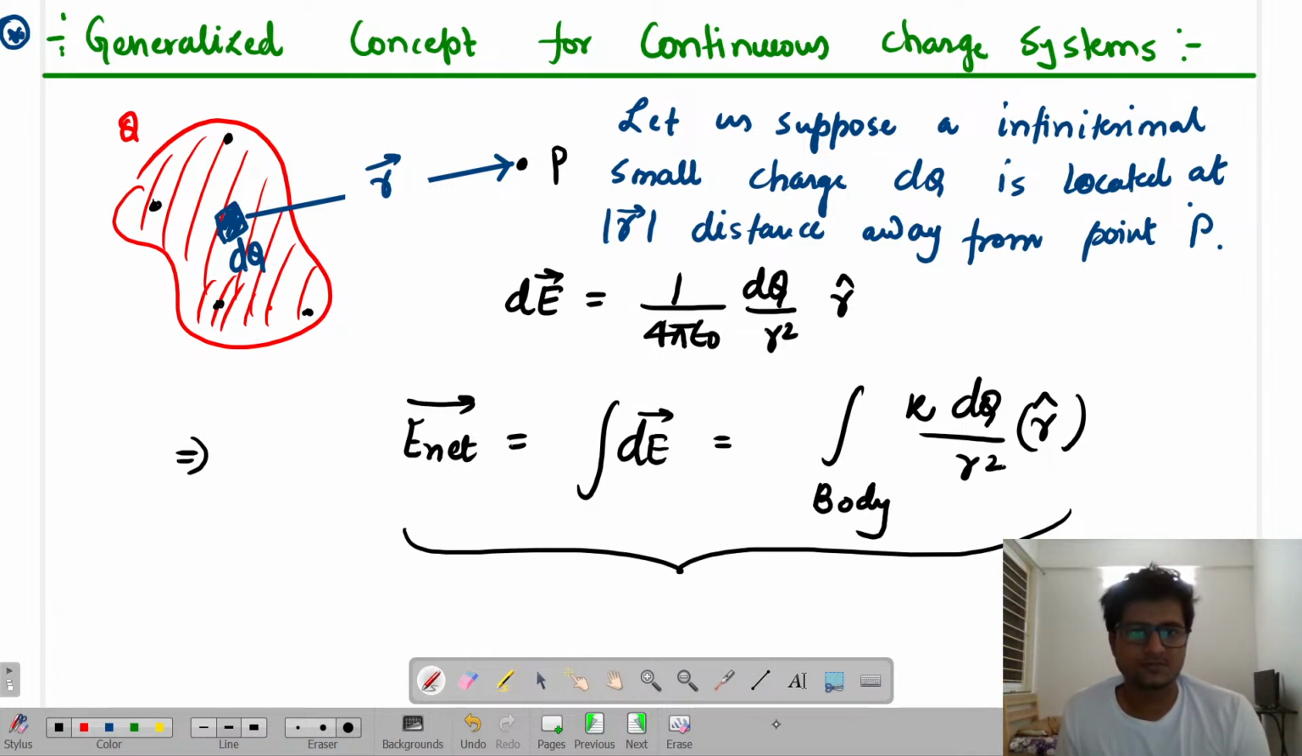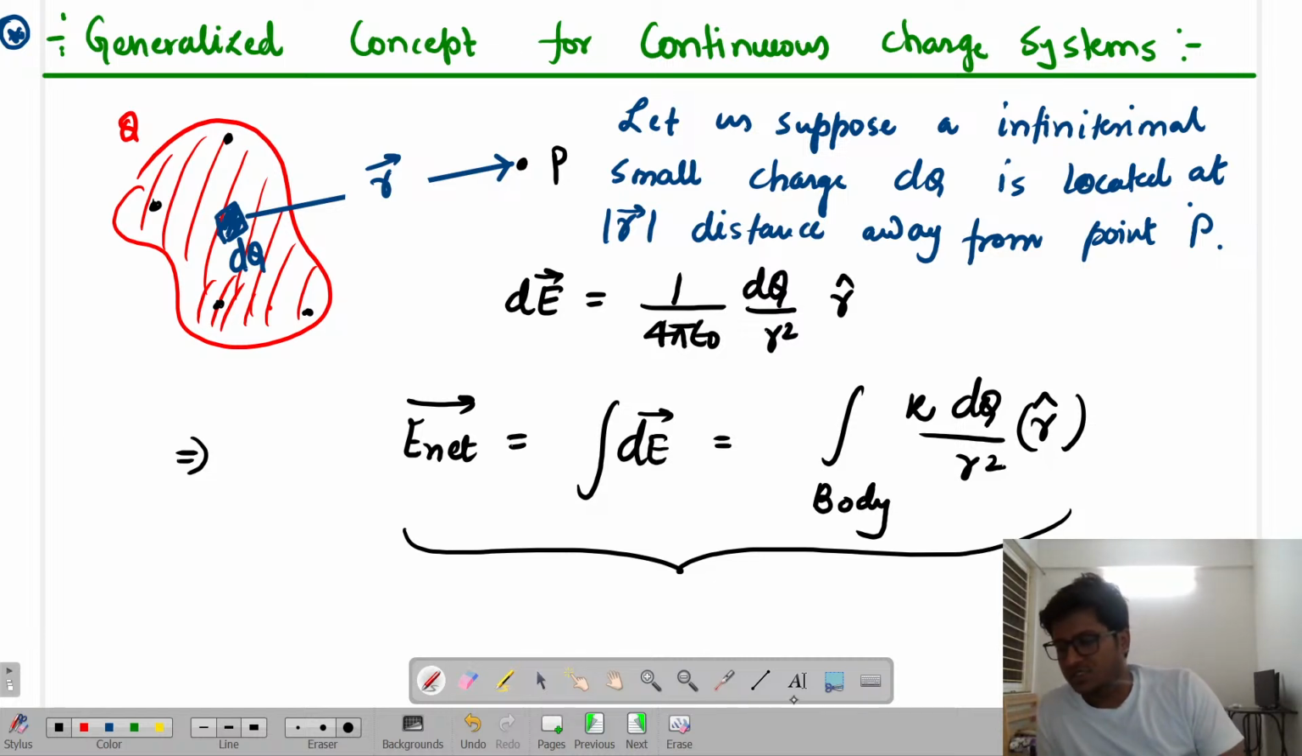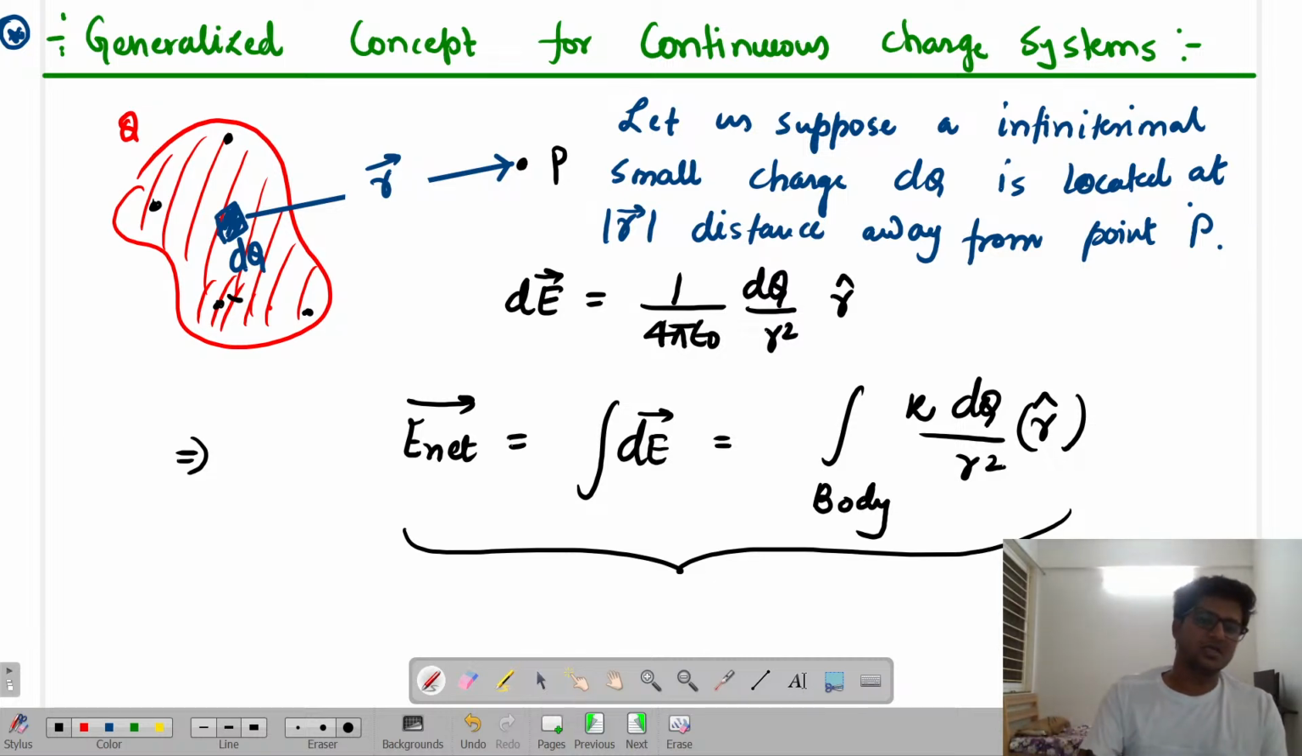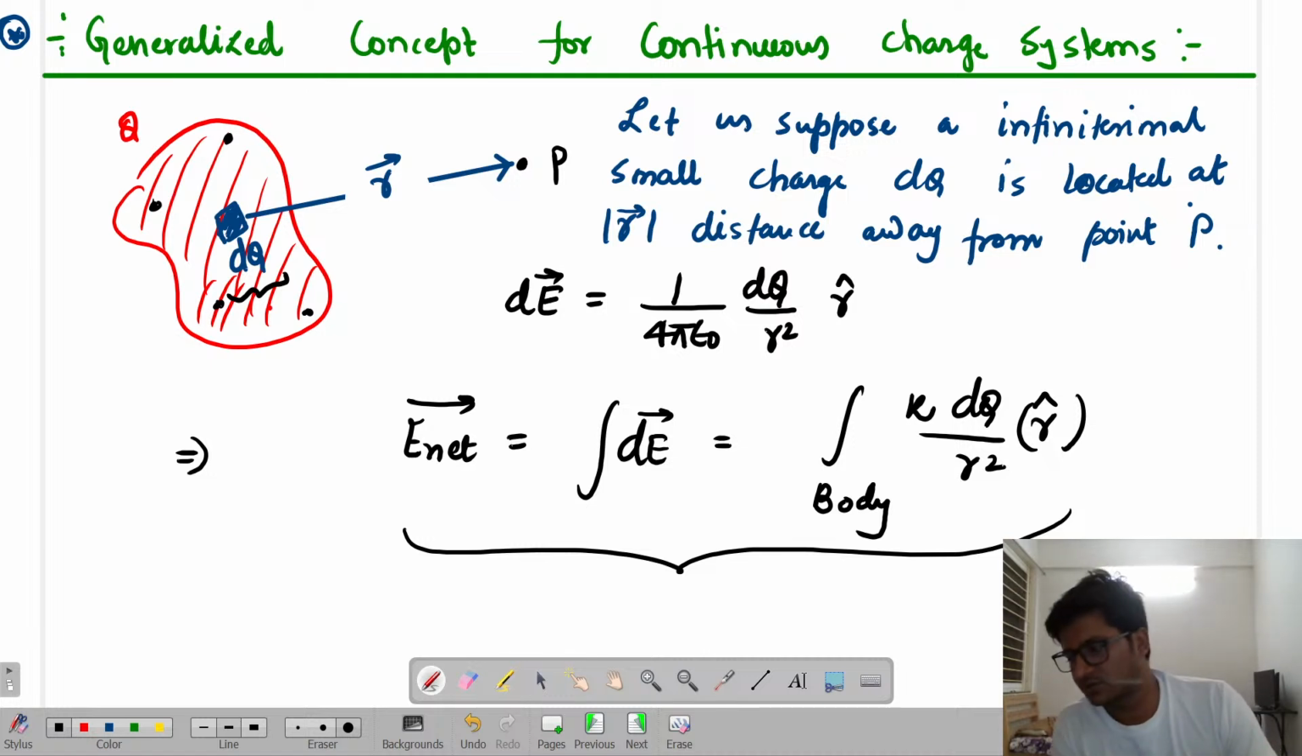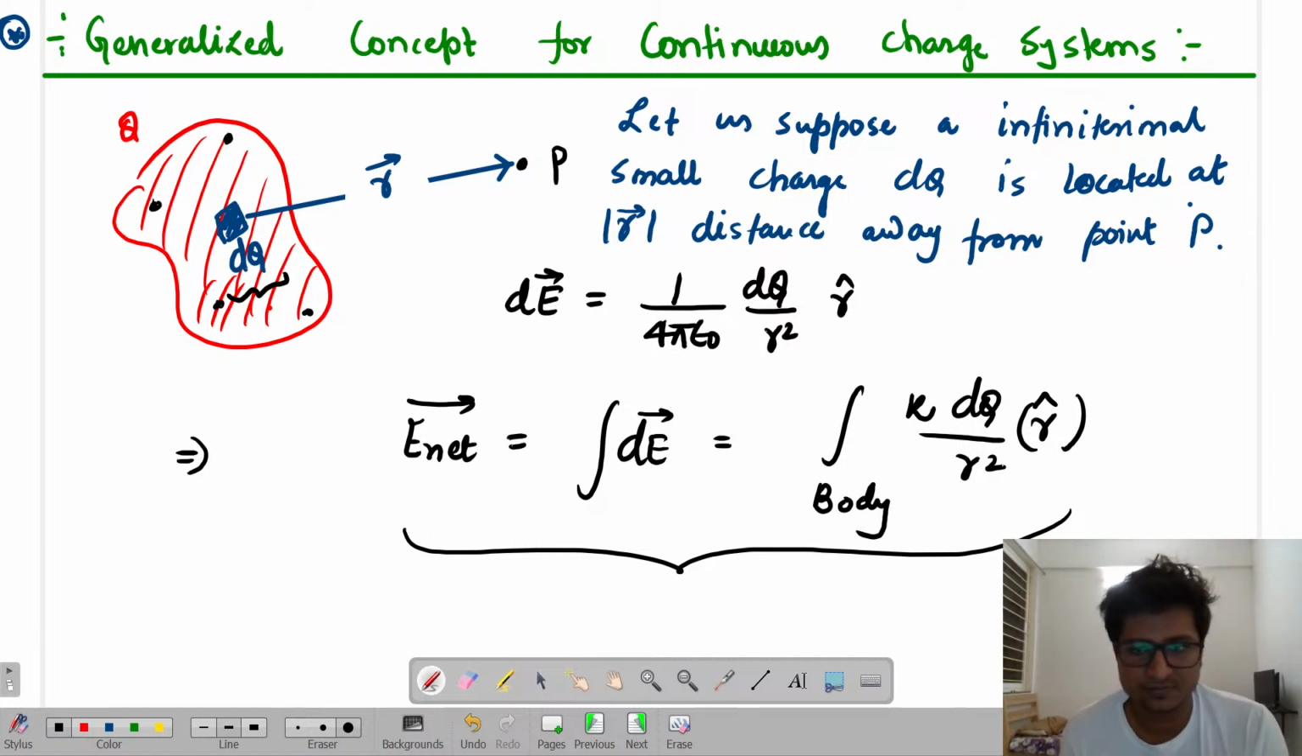Are you able to get me or not? And this is my generalized concept. So what is your generalized concept? Definitely consider a small charge system. What you have to do? Consider a small charge system. Are you able to get me or not?